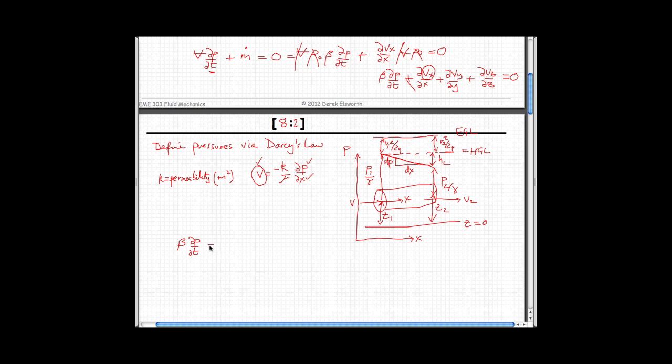And so if you do this, you'd end up with an expression that says the rate of change in x is equal to this, dp/dx. And you can do it for the other directions as well.